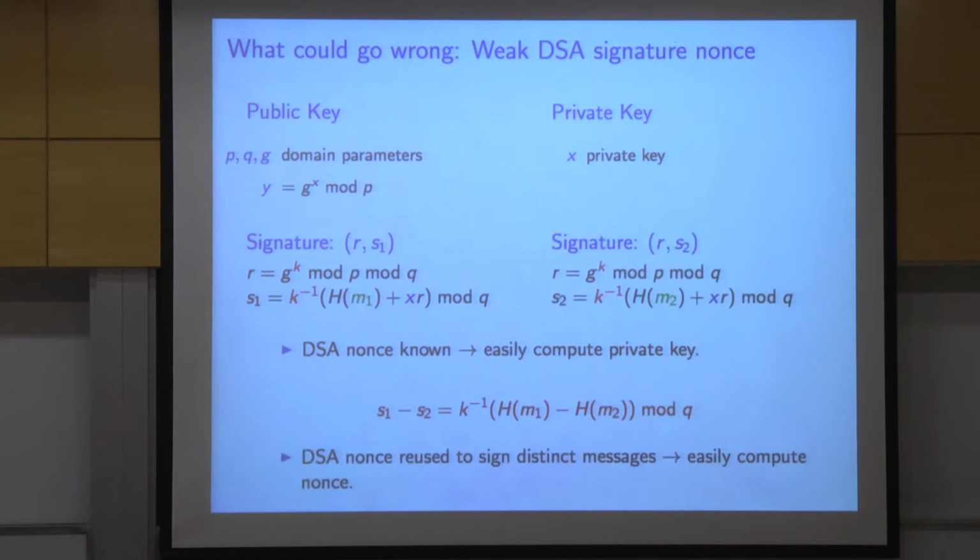We can go one step further, and maybe we don't know k, but maybe if someone accidentally signs two distinct messages using the same nonce k, then from the signatures of those two messages, I can compute k just using this equation here. So I just subtract the signatures, and then I can solve for k inverse because all of my arithmetic is mod q. This is easy. Then once I have k, I can use the equation, just the definition of the signature, in order to compute the private key.